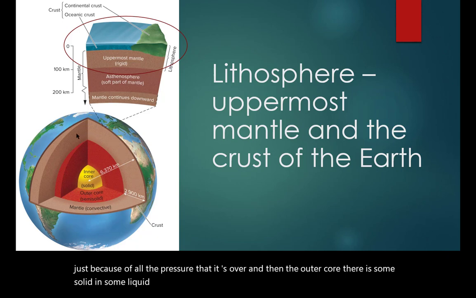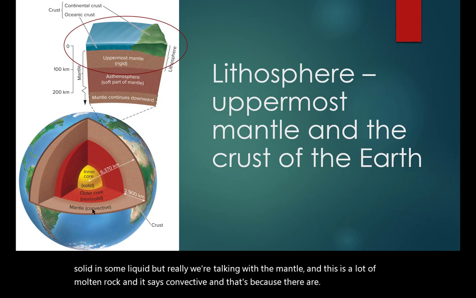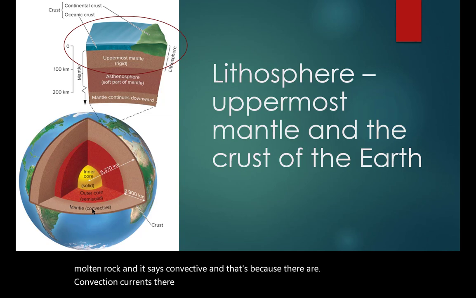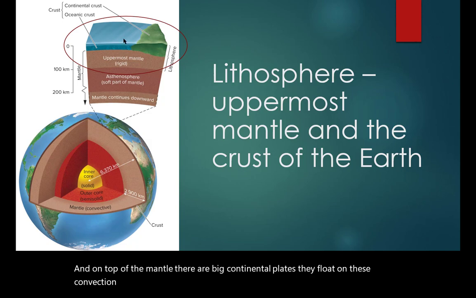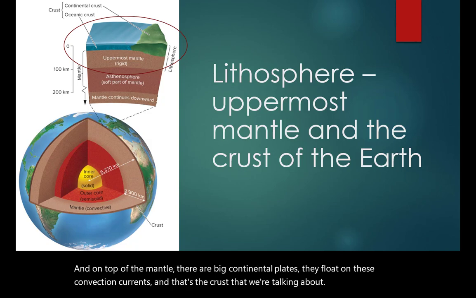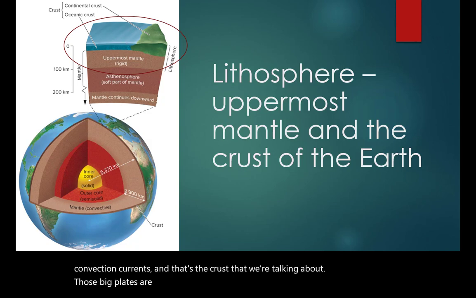But really, we're talking about the mantle, and this is a lot of molten rock, and it says convective, and that's because there are convection currents. There are big channels of molten rock, some that's hotter than others, that moves around in that mantle. And on top of the mantle, there are big continental plates, and they float on these convection currents, and that's the crust that we're talking about. Those big plates are the crust.